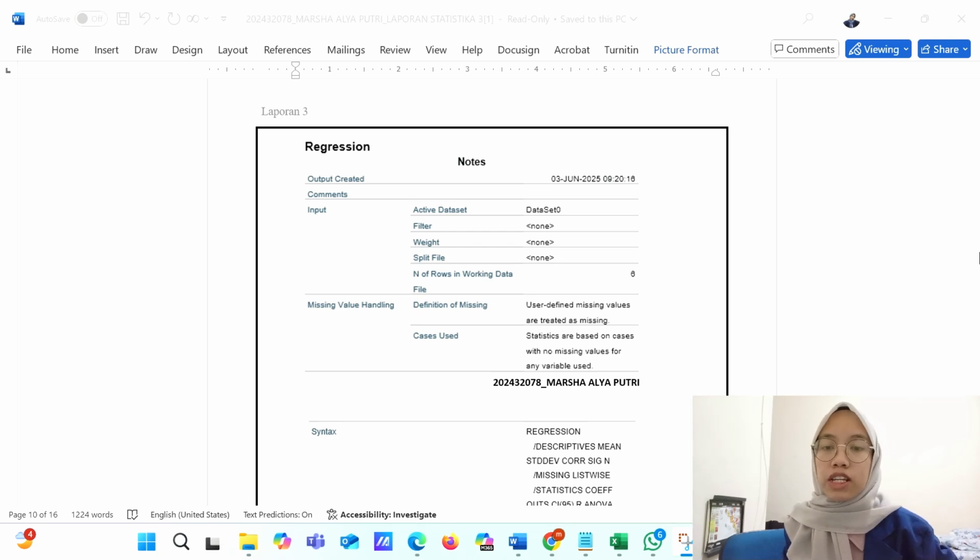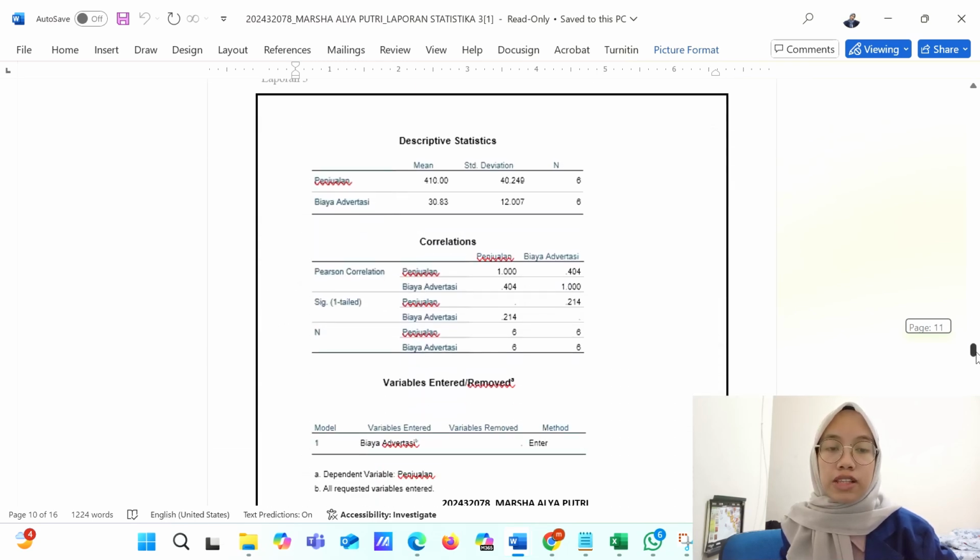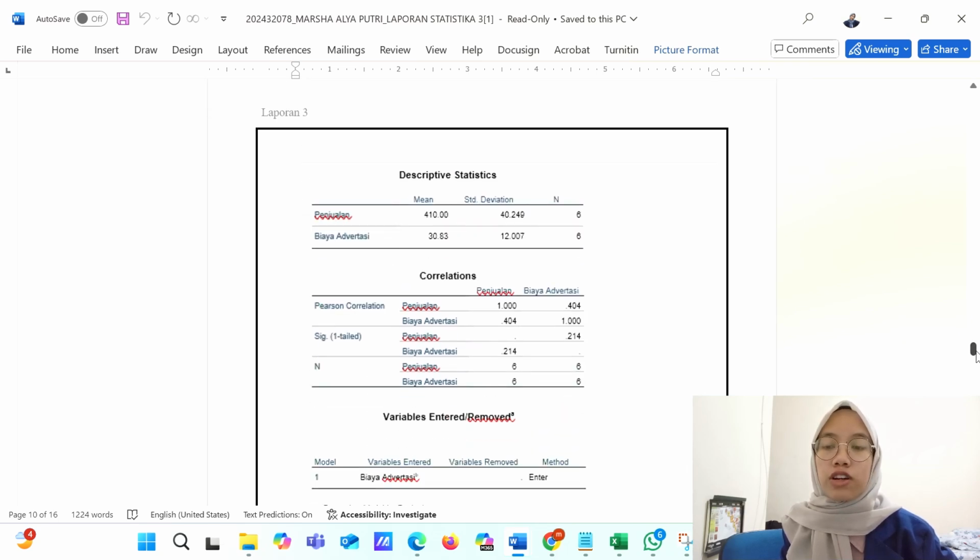Let's move on to the explanation of the output result from SPSS. First, let's go to the descriptive statistic table. The table shows that there are 6 data points that have been entered. The average sales are 410 units with a standard deviation of 40.25. The average advertising cost is 30.83 with a standard deviation of 12.01. This table only provides a general overview of the data.